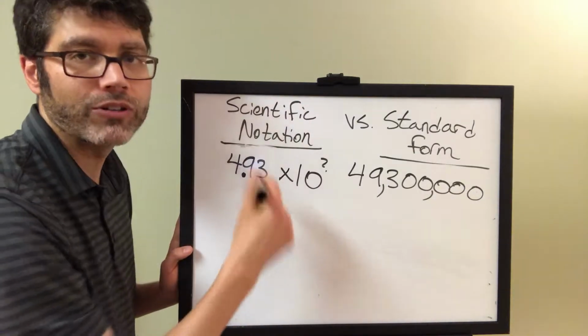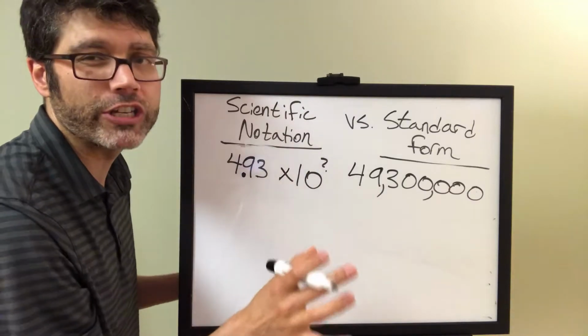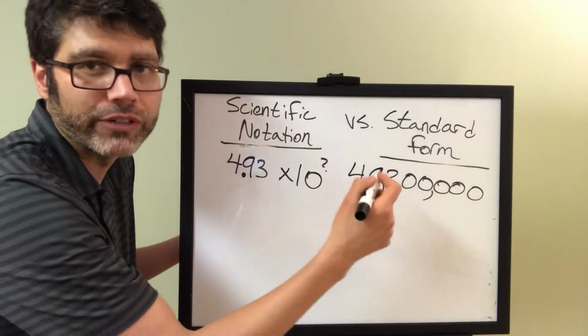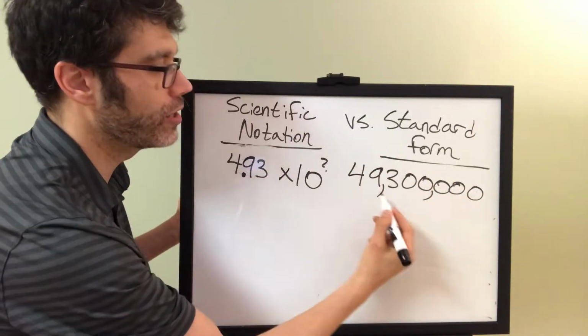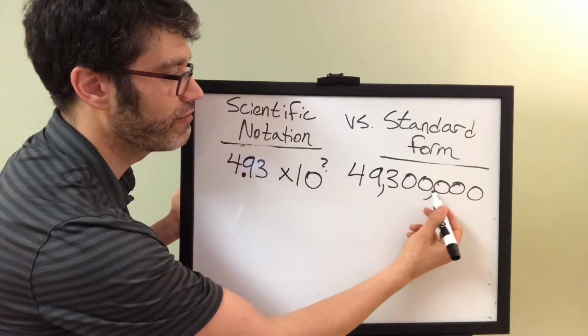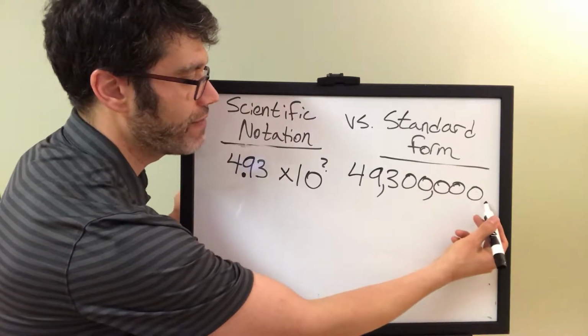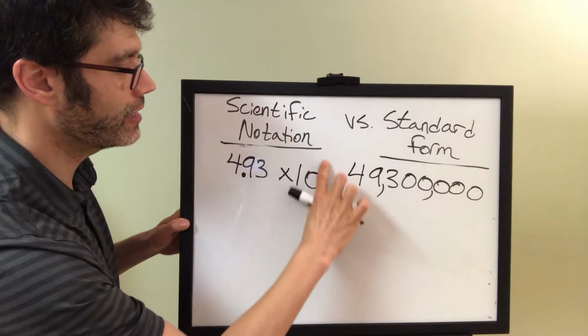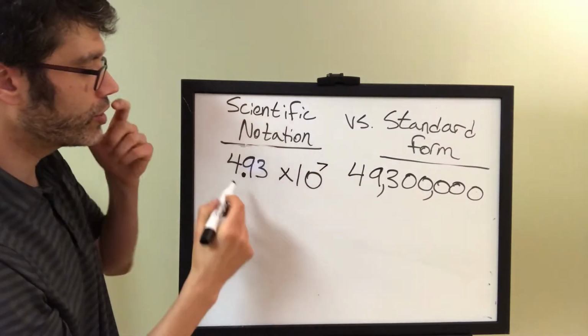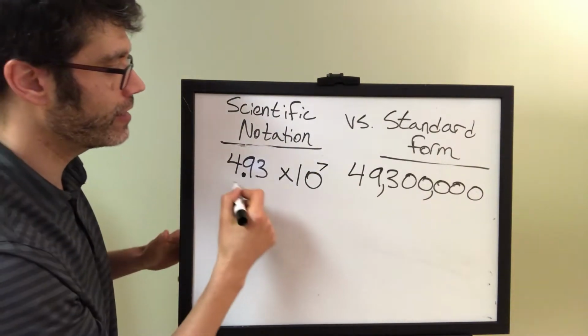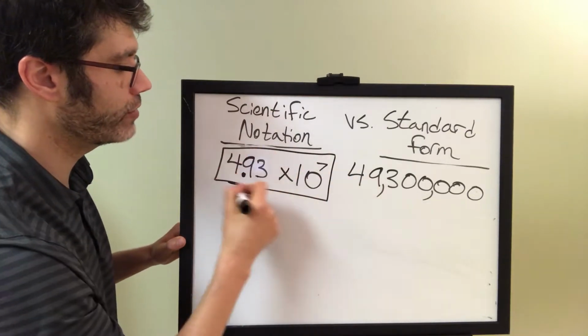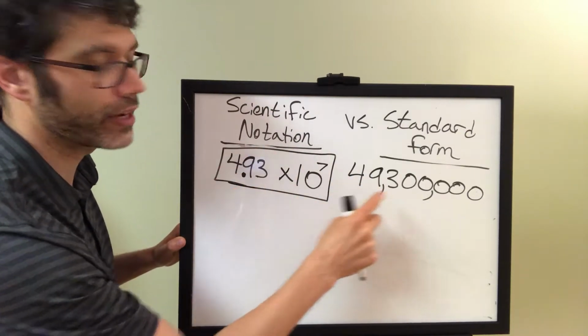All right, so I was just saying the places, but really all you need to do is count the number of times that you're moving in terms of this little hump. So it's 1, 2, 3, 4, 5, 6, 7. All right, again, 10 to the 7th. So 4.93 times 10 to the 7th is the correct scientific notation of 49,300,000.